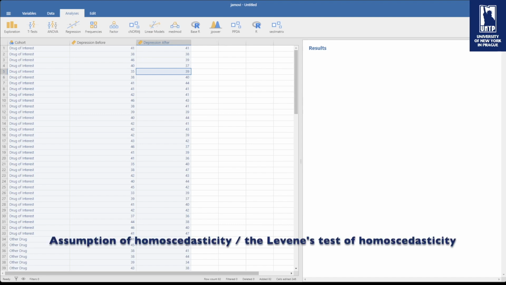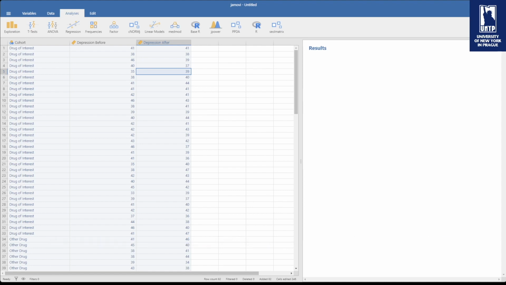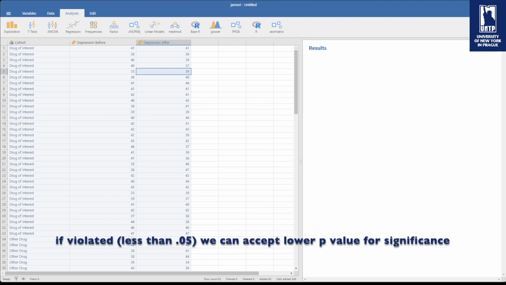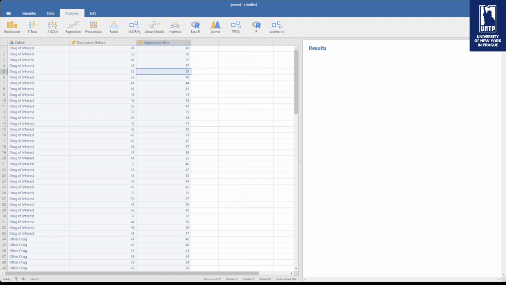But what about homoscedasticity, or Levene's test of homoscedasticity? Well, it's like expecting the same level of noise at our dinner party. If it's louder at one end, things can get skewed. If violated, meaning that if it's less than 0.05, we do not invite Levene next time, or we accept a lower p-value for significance. You know this.